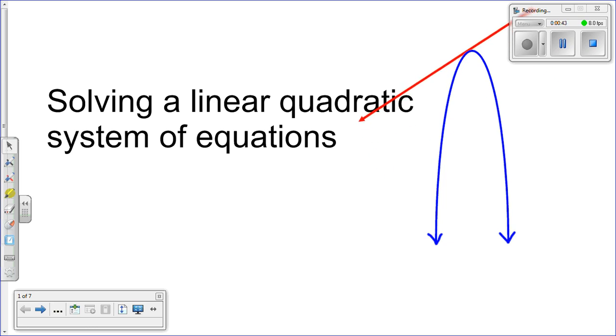If I move this line up here and just ever so slightly touches it here, it's going to touch it once. So this one is going to have one solution. And it is possible that maybe this line sits a little bit higher than that parabola that faces down, and that would have no solution.